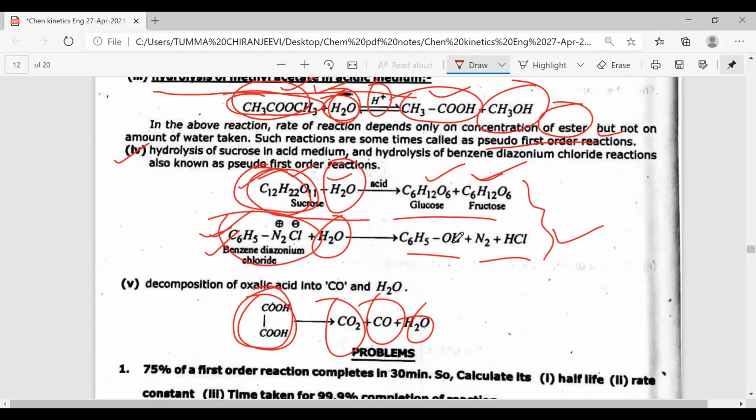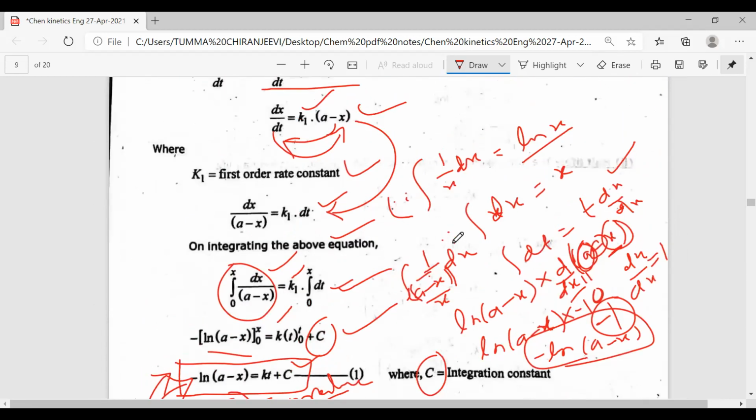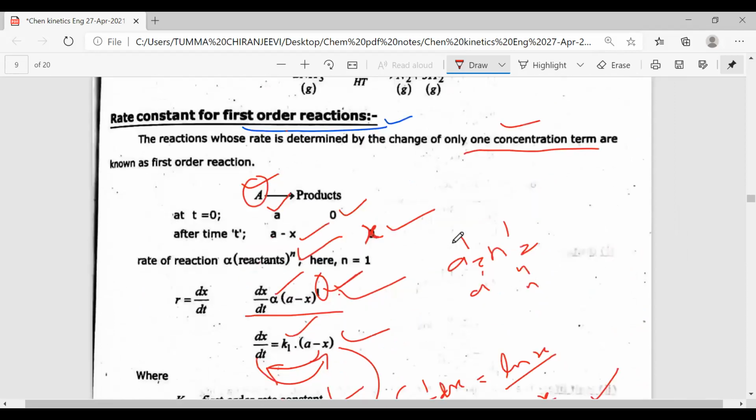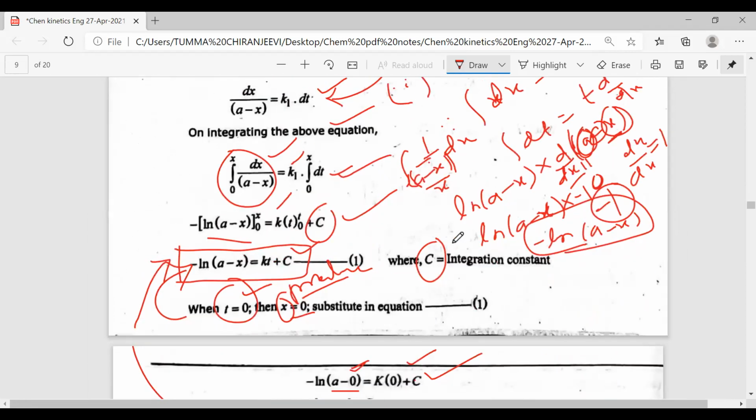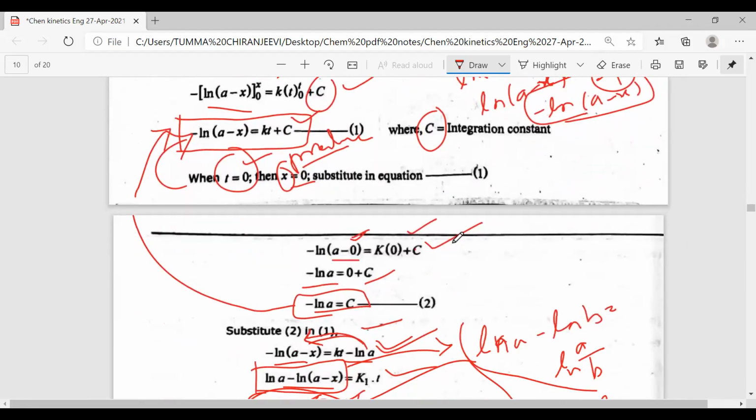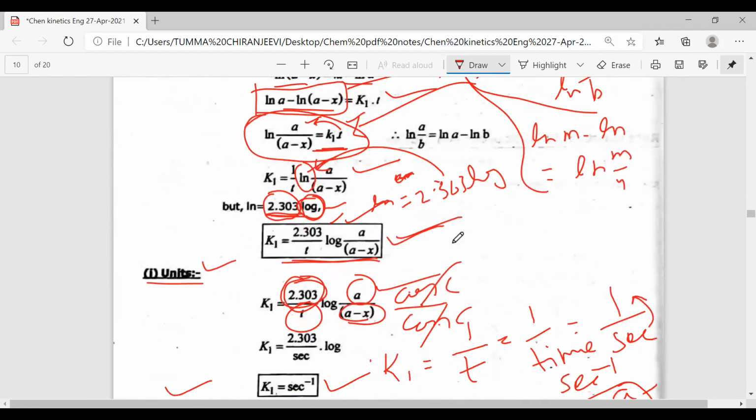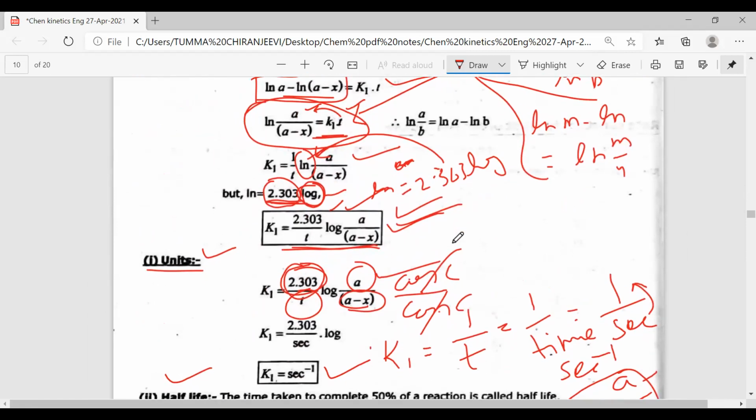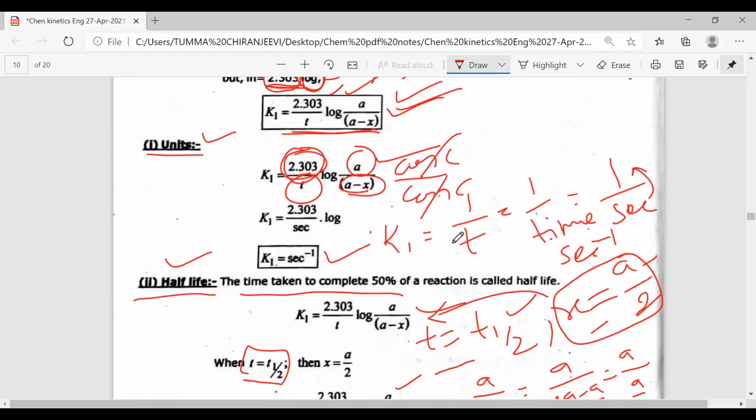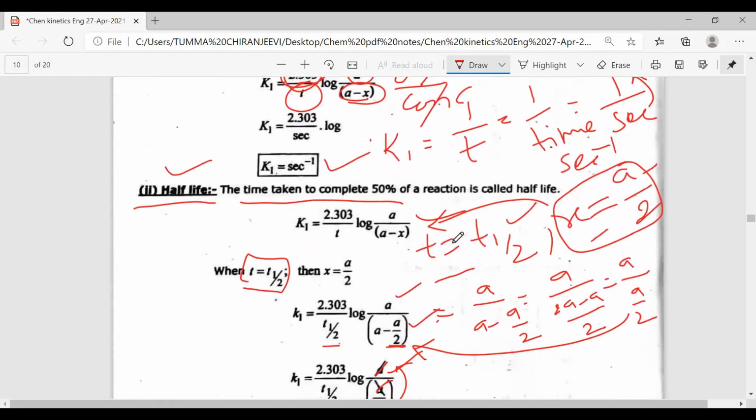So these are the best examples for the first order reactions. What is the rate equation for the first order? That is k = 2.303/t log a/(a - x). And what are the units for the rate constant? That is k = second inverse.